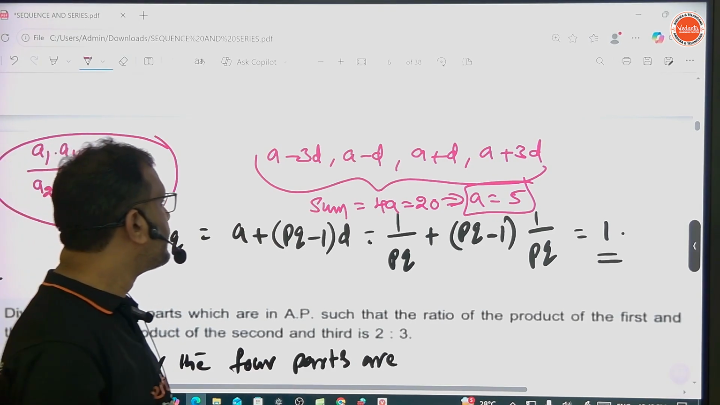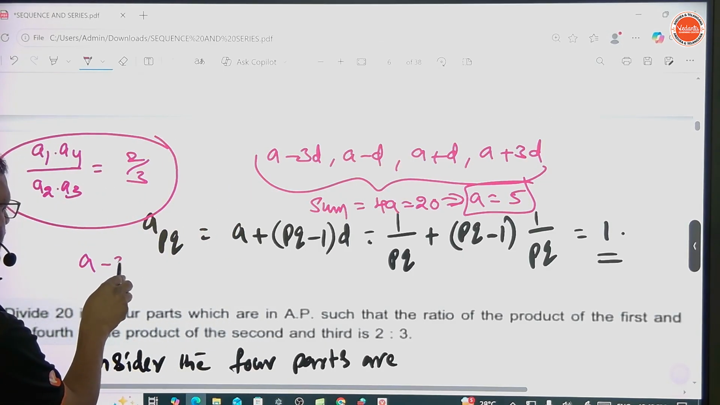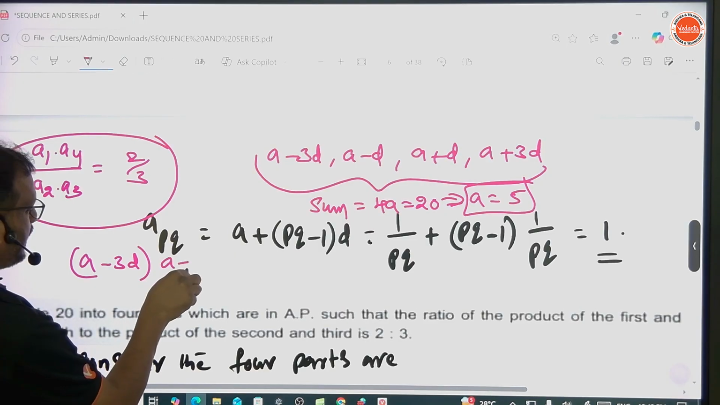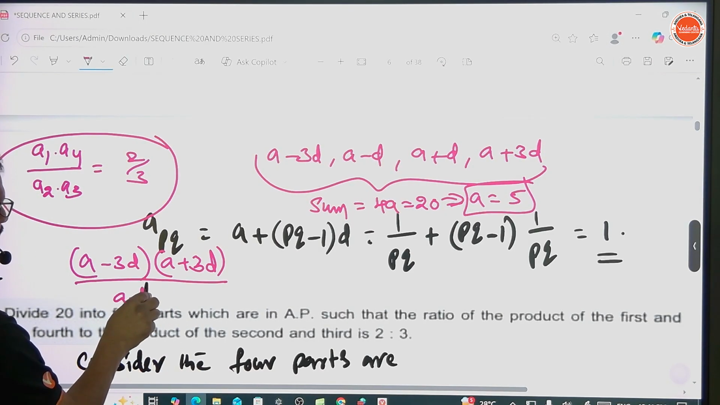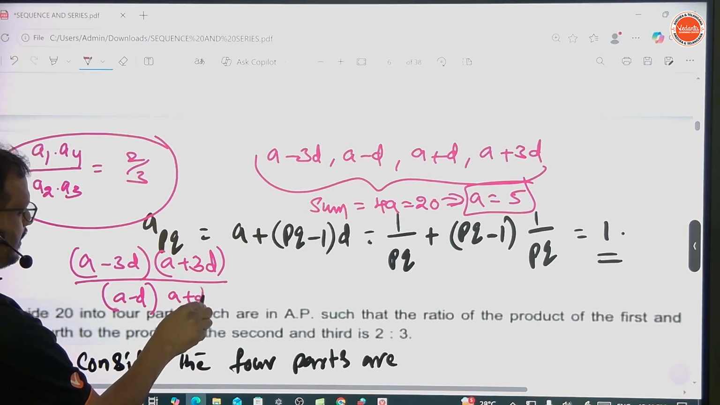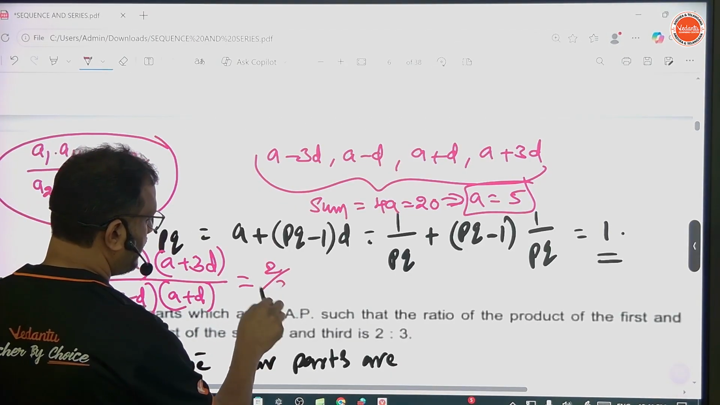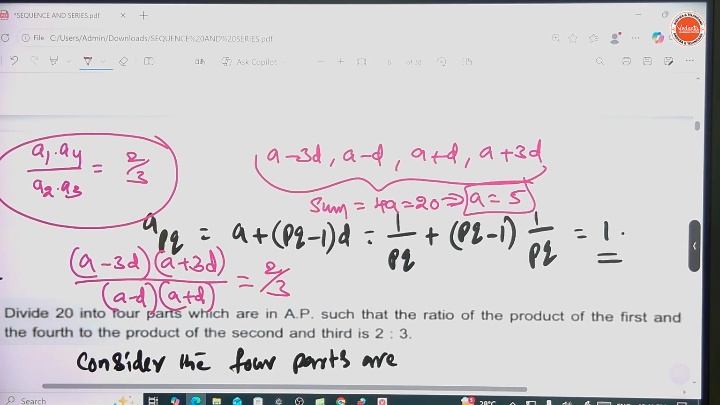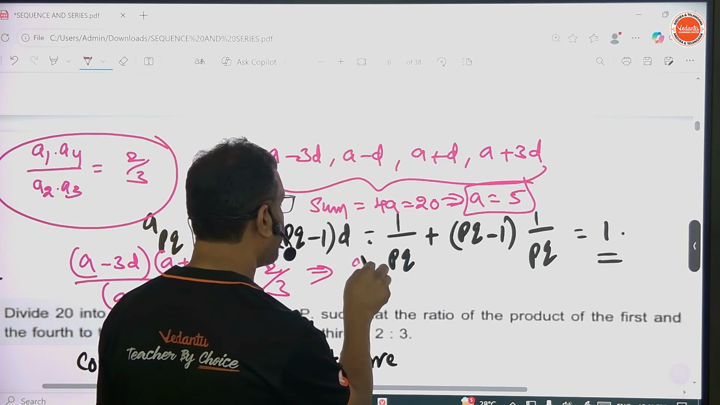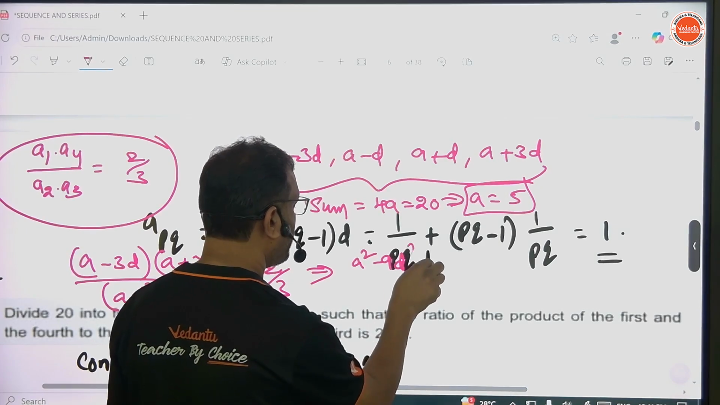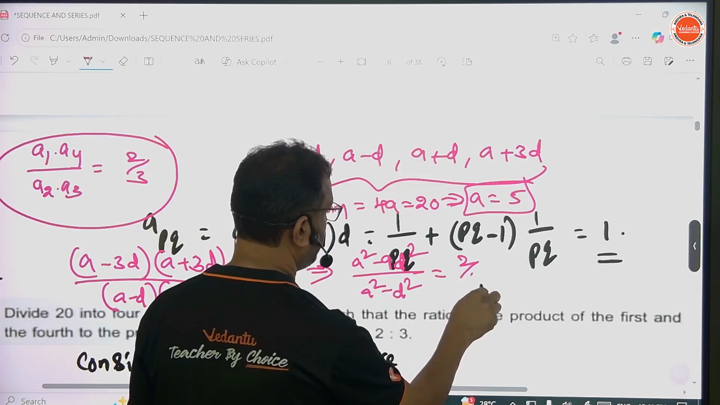Use this condition. So what is that? (A minus 3D) into (A plus 3D) by (A minus D) into (A plus D) must be equal to 2 by 3. So just substitute the A value; squaring is not required. In the (A plus B) into (A minus B) format: (A square minus 9D square) by (A square minus D square) equals 2 by 3.